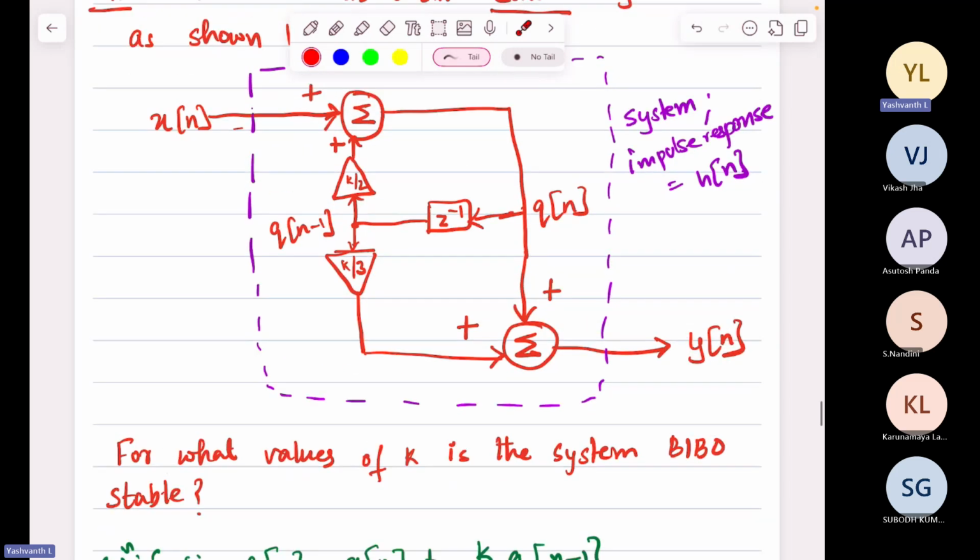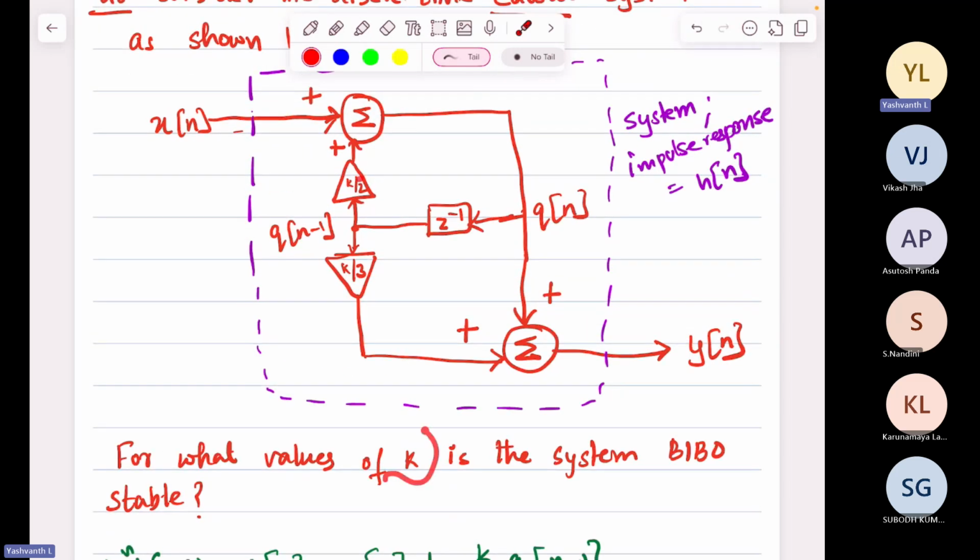The question is, for what values of k will the system be BIBO stable? Where is k coming from? K is coming here. So basically it multiplies signals. Here q of n minus 1 is the input. The output of this block will be k by 2 into q of n minus 1. It just multiplies the signal by a constant k by 2. Similarly, the output of this k by 3 block will be k by 3 into q of n minus 1, and that will go to the addition here.